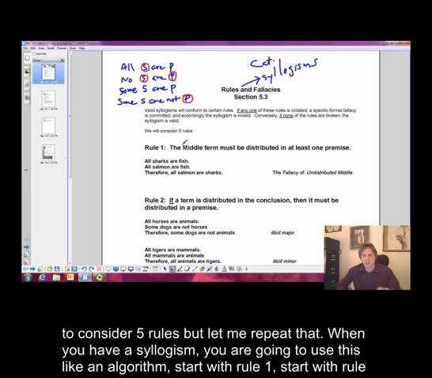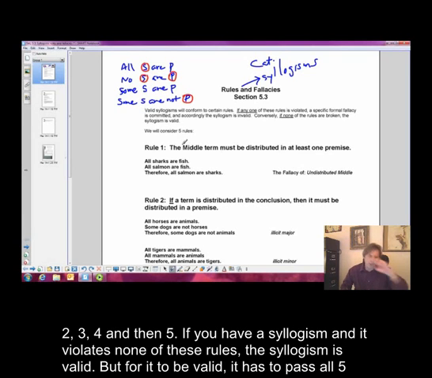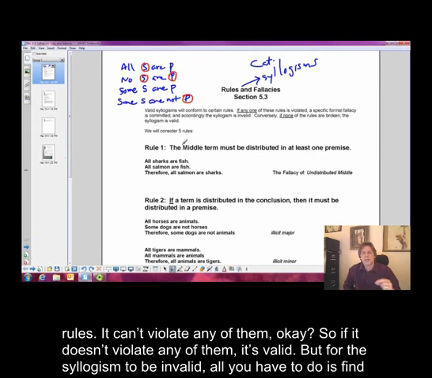When you have a syllogism, you are going to use this like an algorithm. Start with rule 1, start with rule 2, 3, 4, and then 5. If you have a syllogism and it violates none of these rules, the syllogism is valid. But for it to be valid, it has to pass all 5 rules. It can't violate any of them. So if it doesn't violate any of them, it's valid.